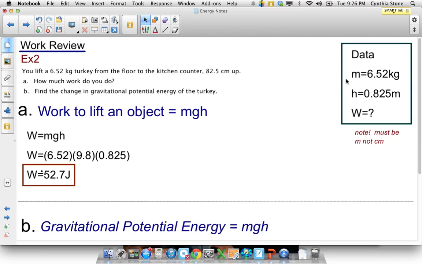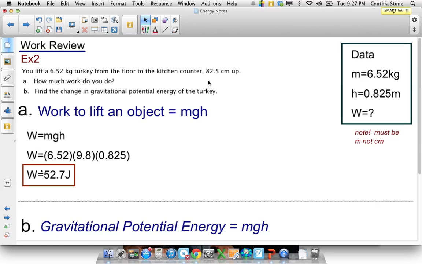The only really important thing to know about this, because this is easy, is the formula: when you're lifting something, remember work is the transfer of energy from one type to another. Really that's what it is. You're adding work and you're taking this turkey sitting on the ground and giving it gravitational potential energy, which you may or may not remember from last year.